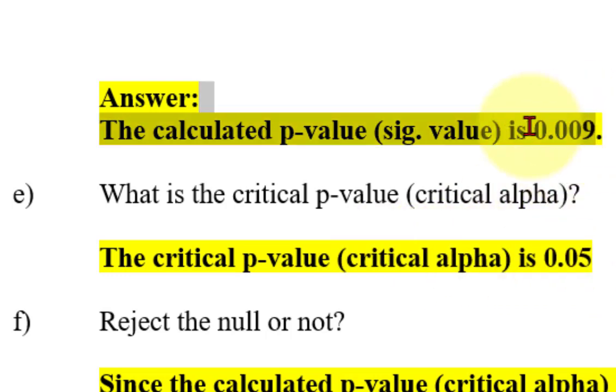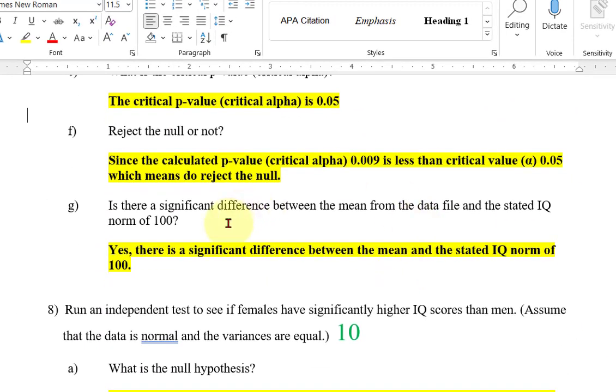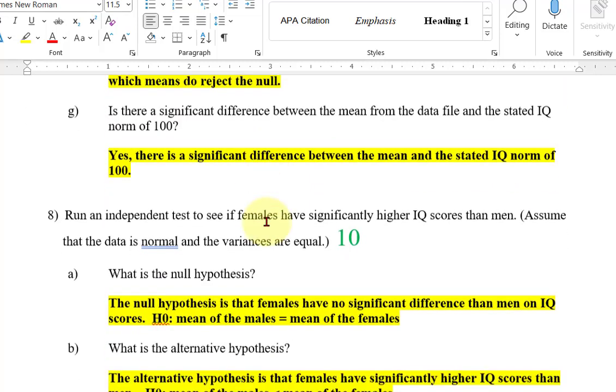So your calculated p-value comes from the test, from SPSS, or whether you do it by hand. This is the calculated p-value. And if this number is less than this number, you reject the null. So you reject the null. And yes, there is a significant difference between the mean of our data set and the stated norm of 100, even though it wasn't very big, but it was significant.